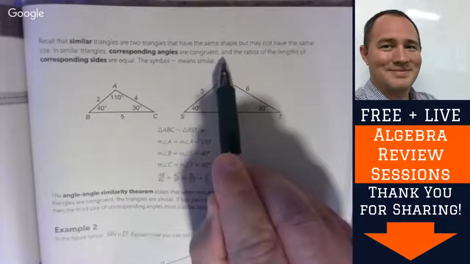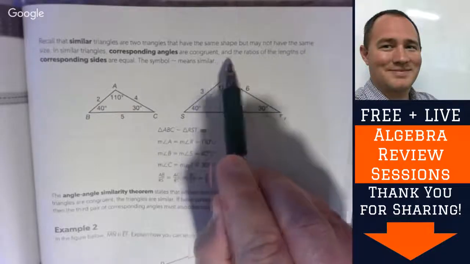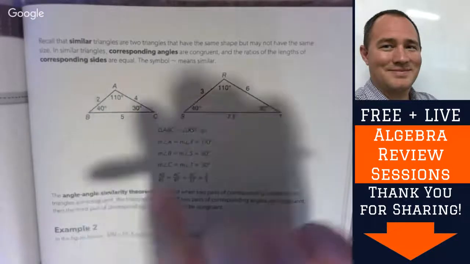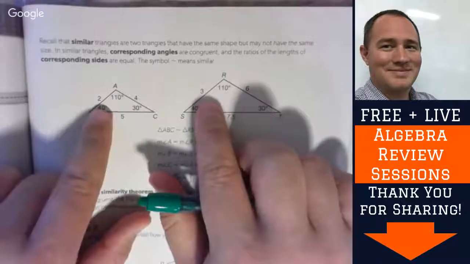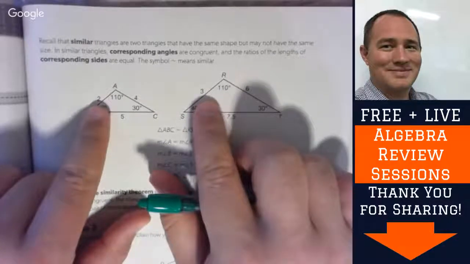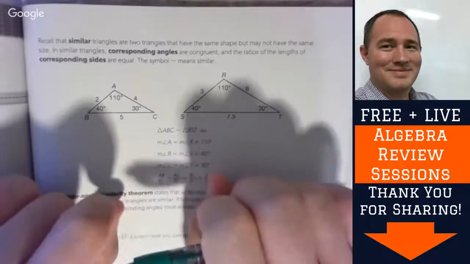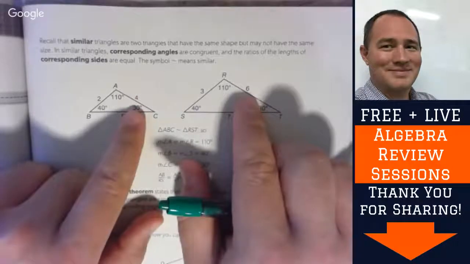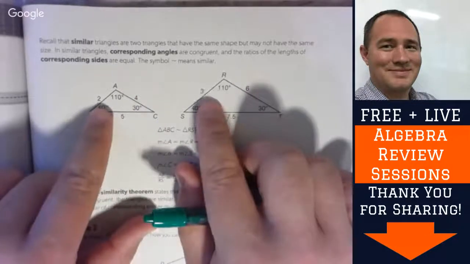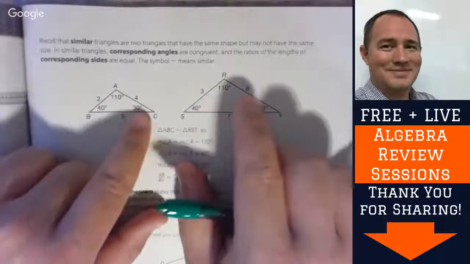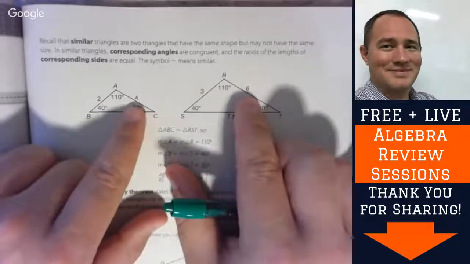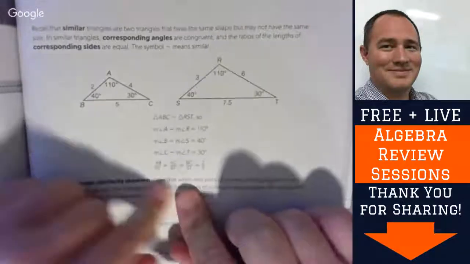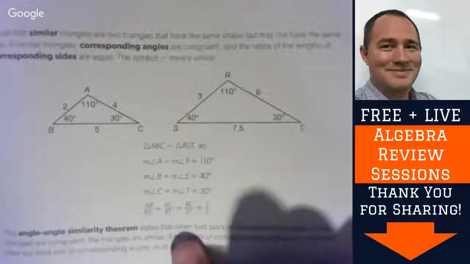But when we look at the ratios of the lengths of the corresponding sides, they will be equal. So if we put one over the other, 2 over 3 is going to be the same ratio as 4 over 6, right? If you put that in the calculator, 2 over 3 would be 0.6 repeating. 4 over 6 is also 0.6 repeating. 5 over 7.5 would give you the same thing. So down here, it's showing that.